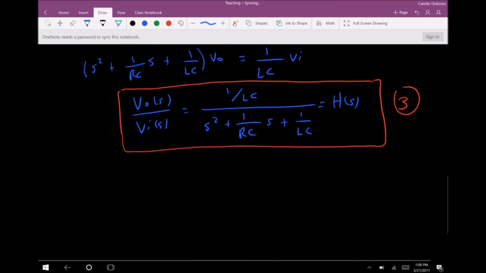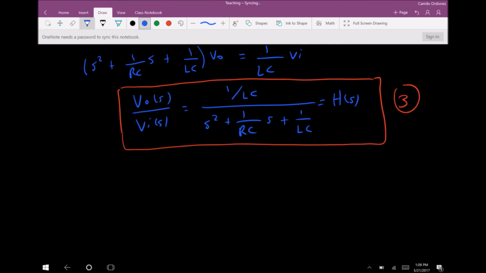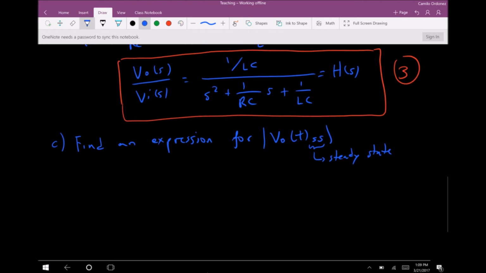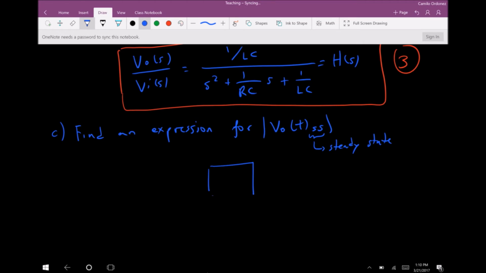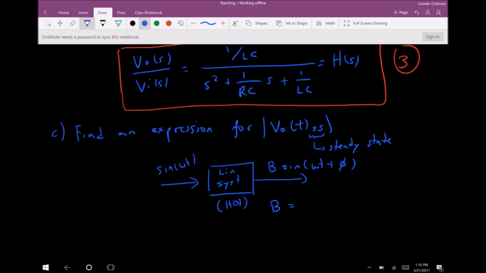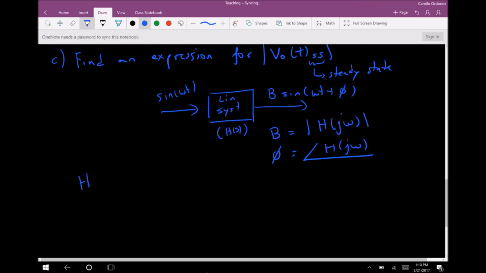All right, for the next question, what we want to answer is what is V0 in steady state? So what is the output voltage in steady state? What we do is just remember that if you have a linear system where you apply an input sine omega t, the output is going to have a different magnitude and a different phase, where the magnitude is related to the magnitude of the transfer function of the system, where S is equal to j omega.